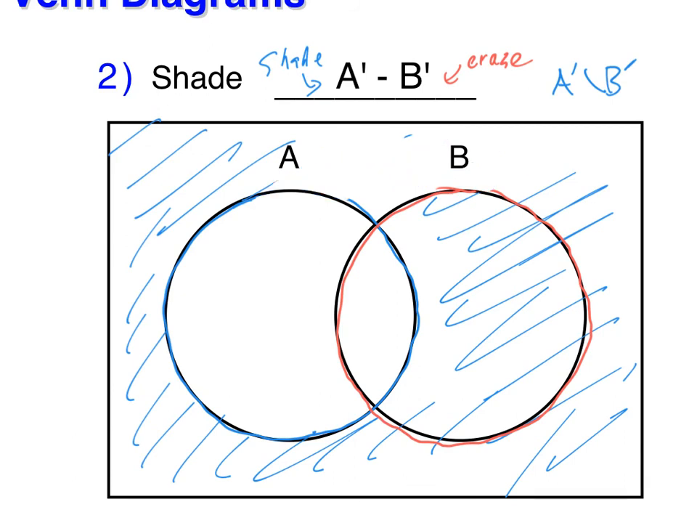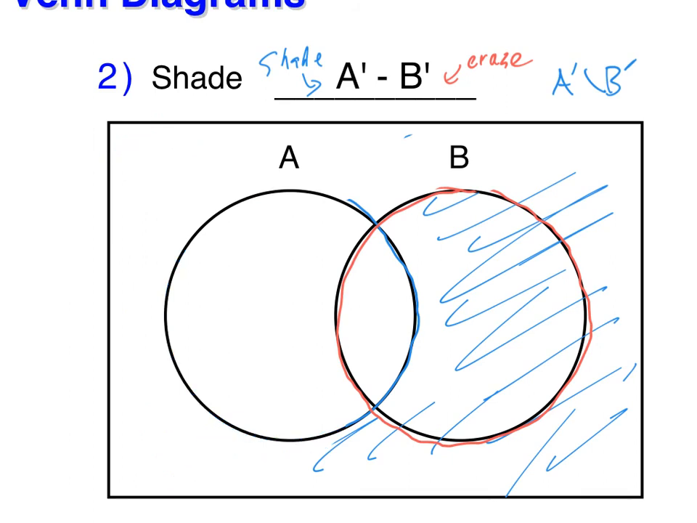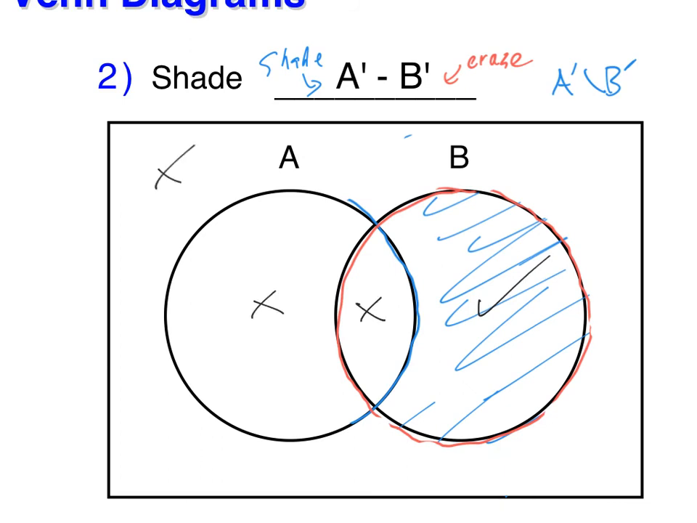So let's erase everything that is outside of the circled red region. That is everything that is outside of the complement of set B. And we end up with this as our result. So our shaded region is here, the part that is set B but not set A, and none of the other regions have been shaded.